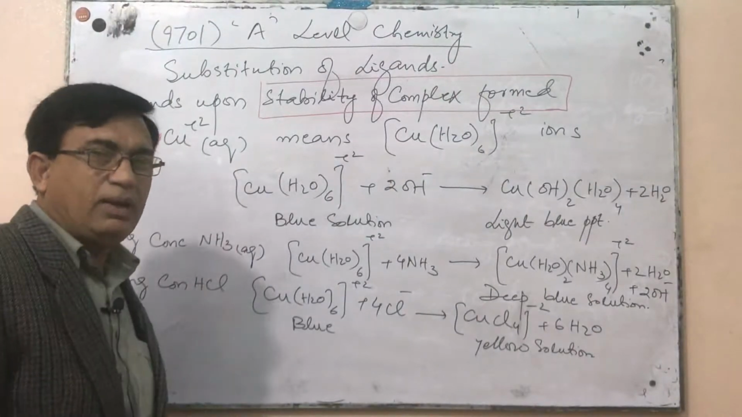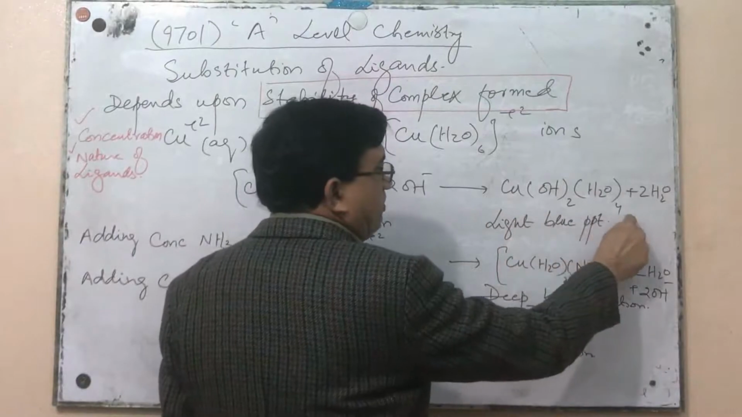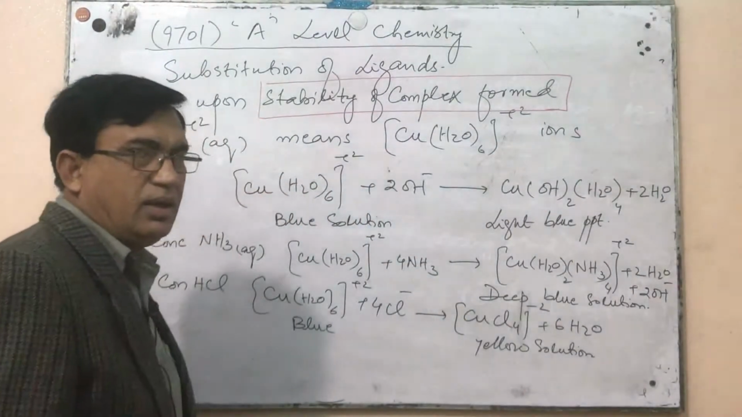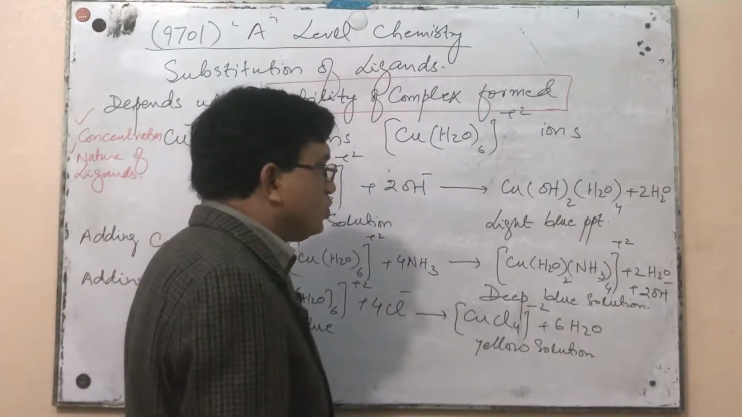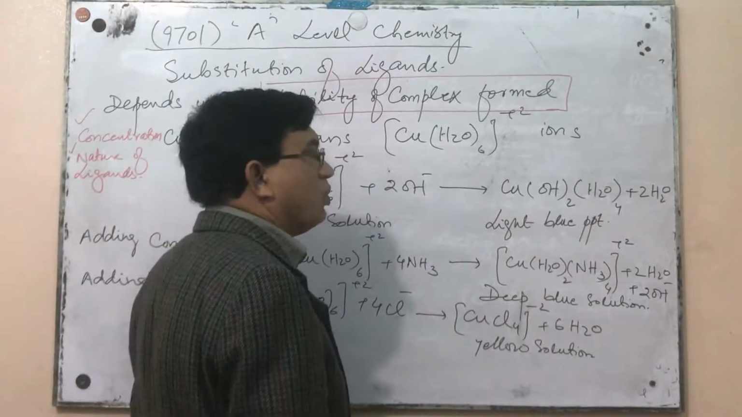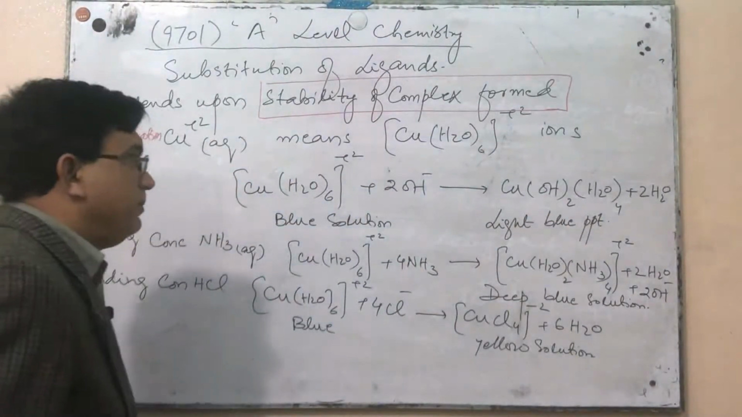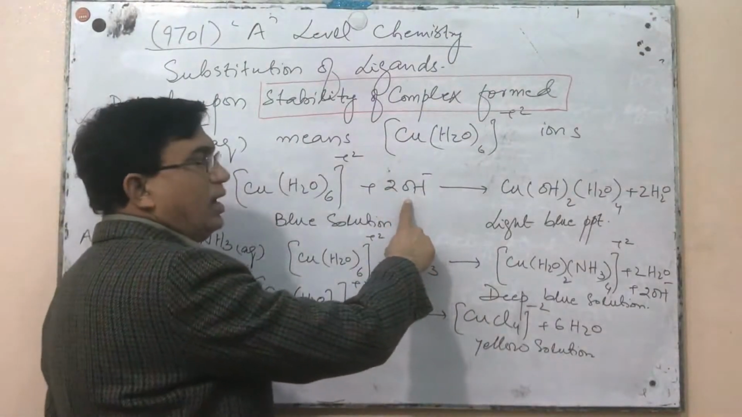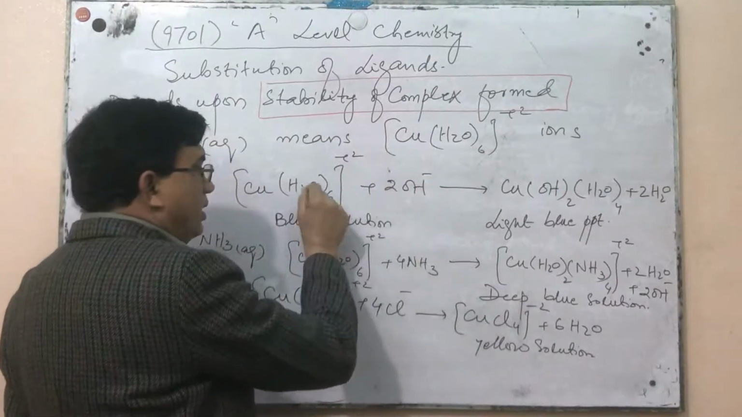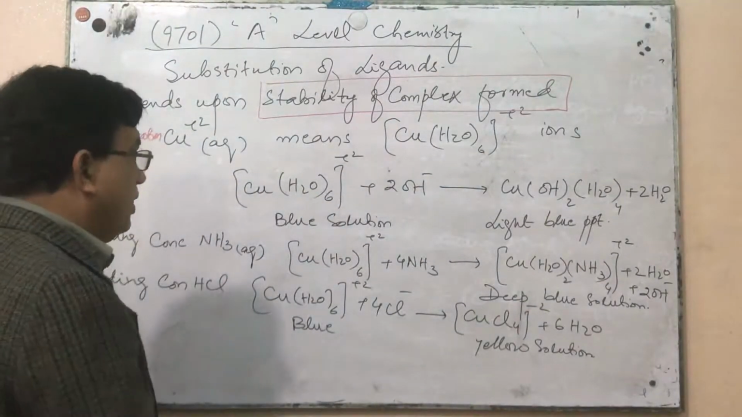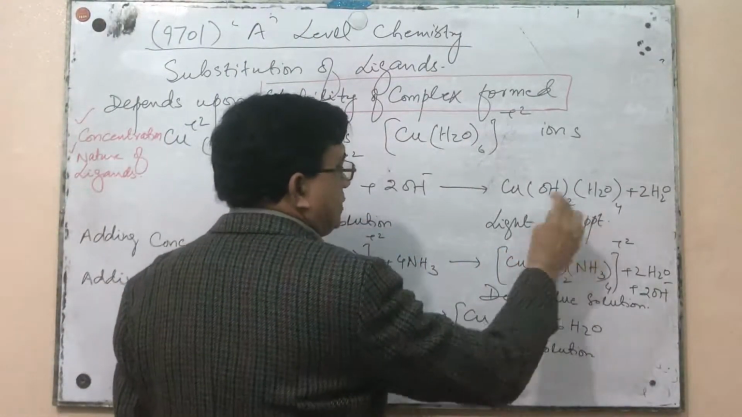The light blue precipitate is of this complex ion, tetra aqua dihydroxo copper complex. This gives a light blue precipitate. It means that when we add sodium hydroxide solution to this aqueous solution of copper ion, we get a light blue precipitate.